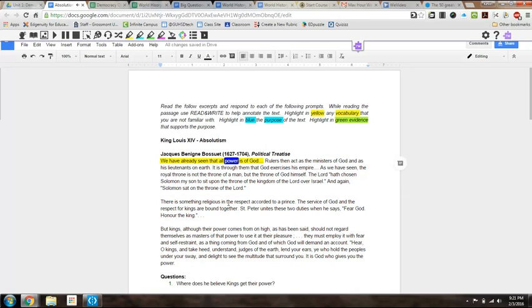We have already seen that all power is of God. Rulers then act as the ministers of God and as his lieutenants on earth. It is through them that God exercises his empire.